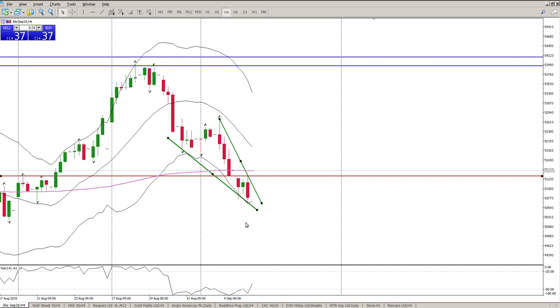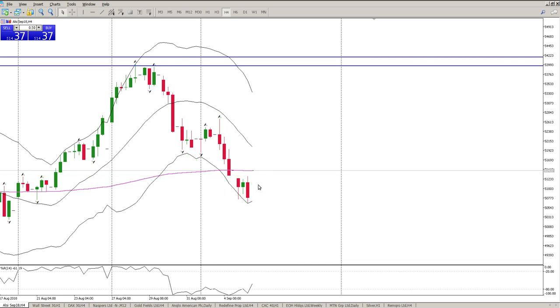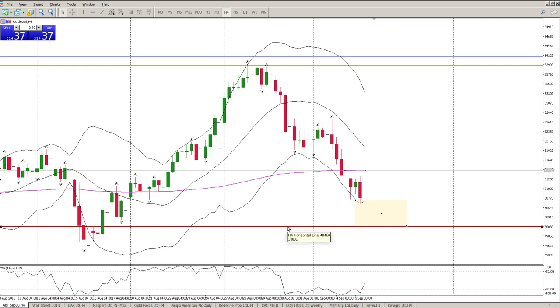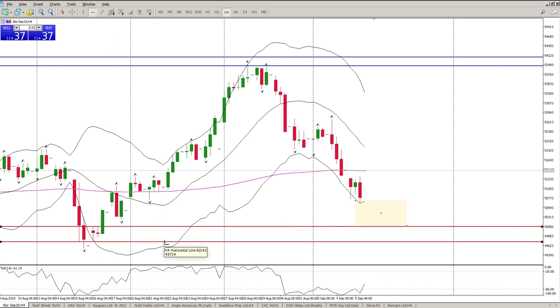Okay, so that's kind of what my play on this is at the moment. What I'm actually looking for is one of two things: either a continuation of this consolidation, in other words, we don't get below the low of yesterday, and we consolidate and start moving to the upside. The other thing I would be looking for is a break of this range, and we move to the downside pretty much around there, which is 50,800. But we'd obviously be looking in that entire zone.